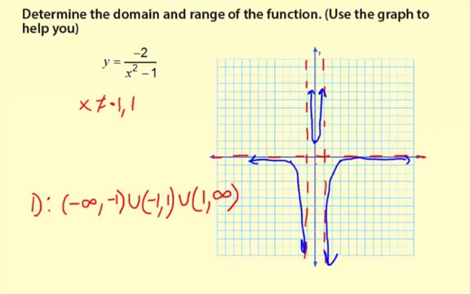Now, how about the range? Well, looking at the left and right parts, they both continue down, but then they both approach 0 on the y. And then this middle part looks like the low point here is at 2, and then it increases when you go left or right from there. So how do you say all that?